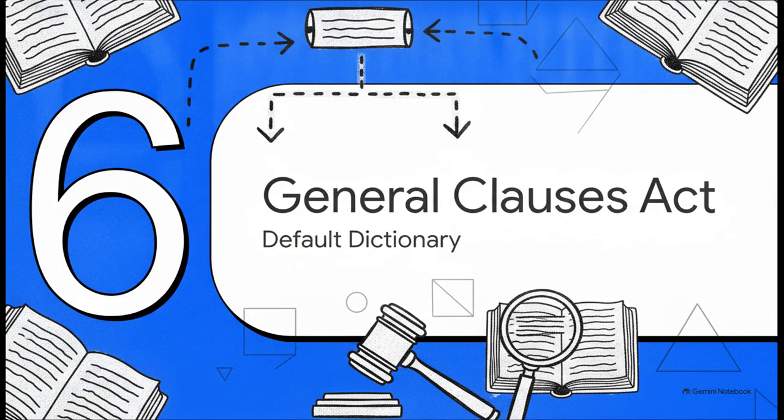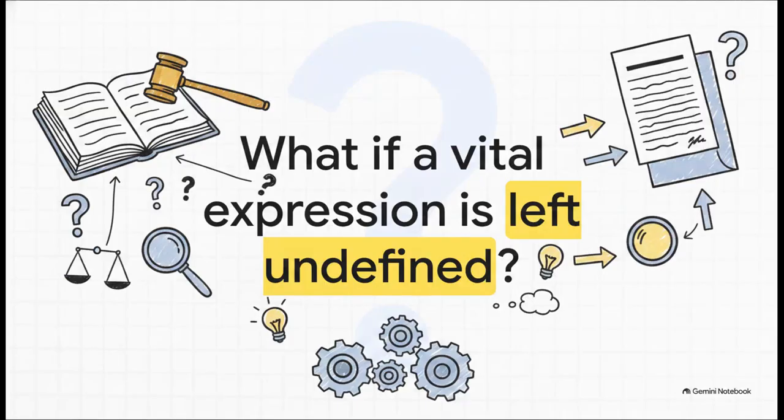Finally, we arrive at Section 6, the Default Dictionary, the General Clauses Act. As noted in the 2015 Keshivlal-Khemchand case, it's standard practice for draftsmen to include definitions. But what happens when the statute fails us entirely? When a totally vital expression is left completely undefined, it falls on the court to expound the meaning. But where exactly do they look first to prevent total legal chaos?